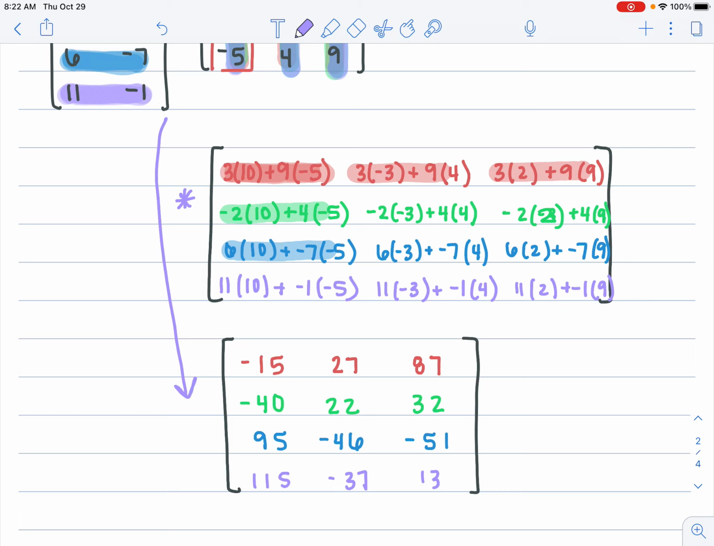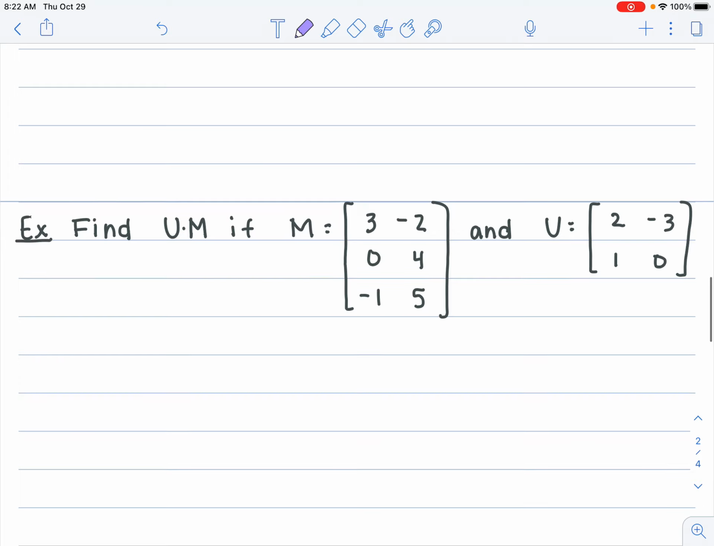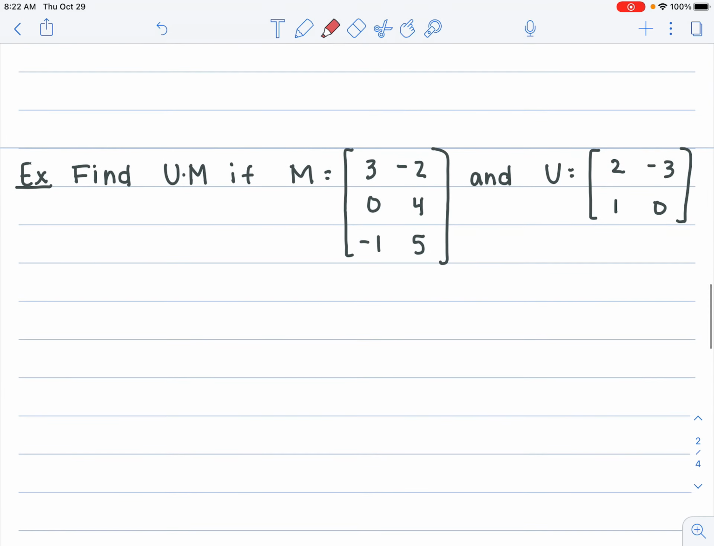Now, once you get better at multiplication, you can skip this step, all right, and go straight from here to here if you want. That's fine. I do recommend for the first couple times just writing all those steps out just so you learn the process, and it kind of gets in your head a little bit more. All right, let's do some more example problems.